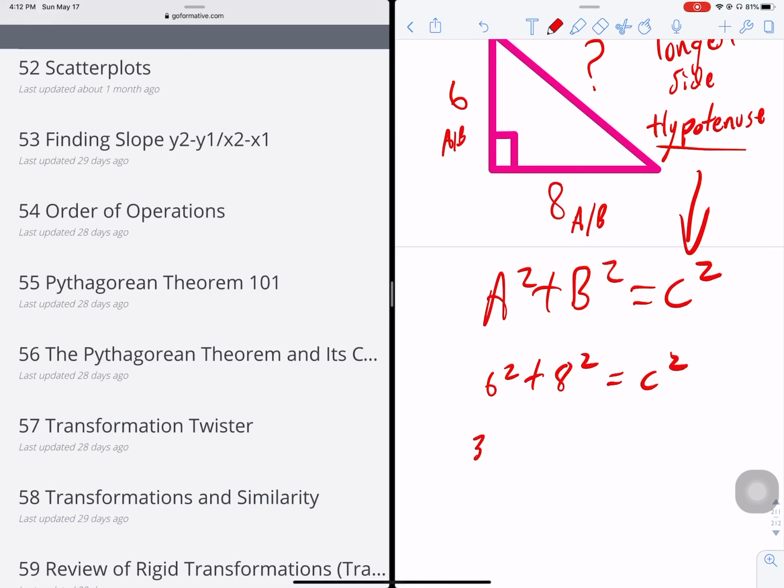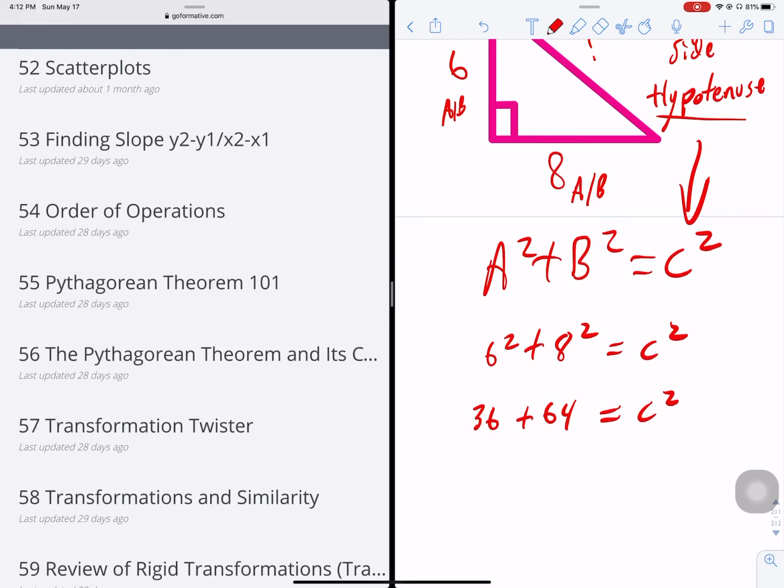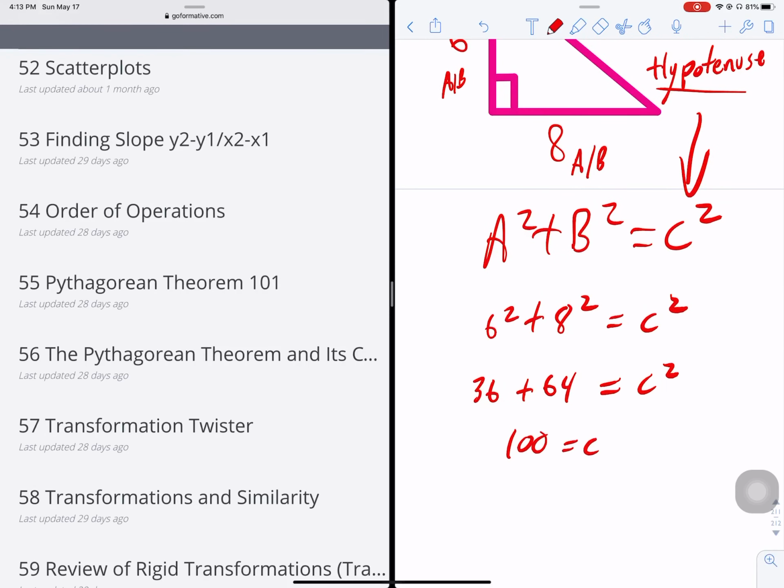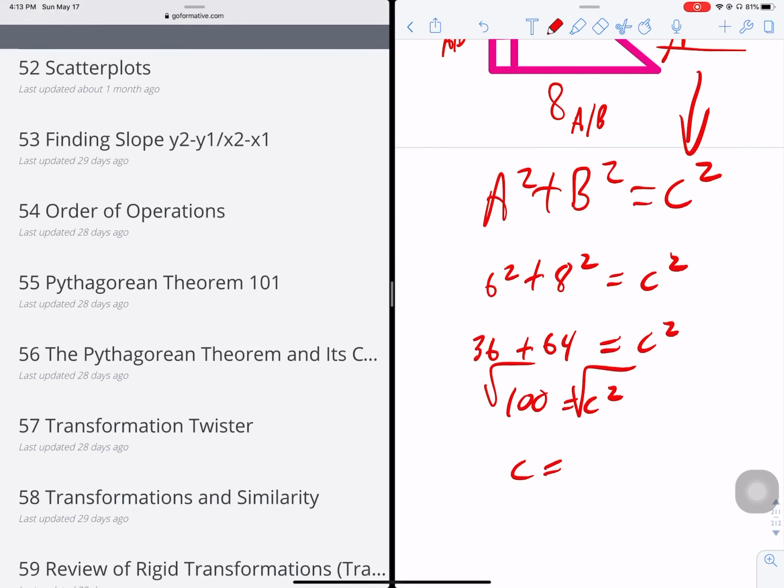6 times 6 is 36. 8 times 8 is 64. And adding those together, I'm getting 100 equals C squared. You should know this, but there's only one way to get rid of a square, and that is by doing the inverse operation of a square, which is square rooting. But whatever I do to one side, I have to do to the other. So C is going to be 10.